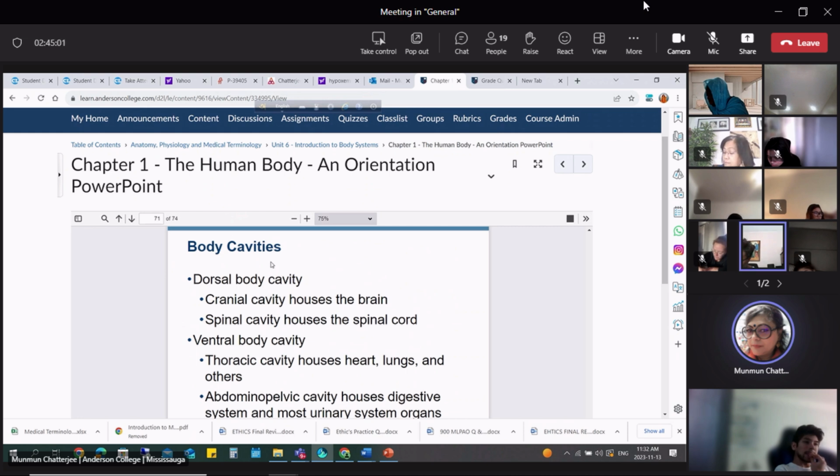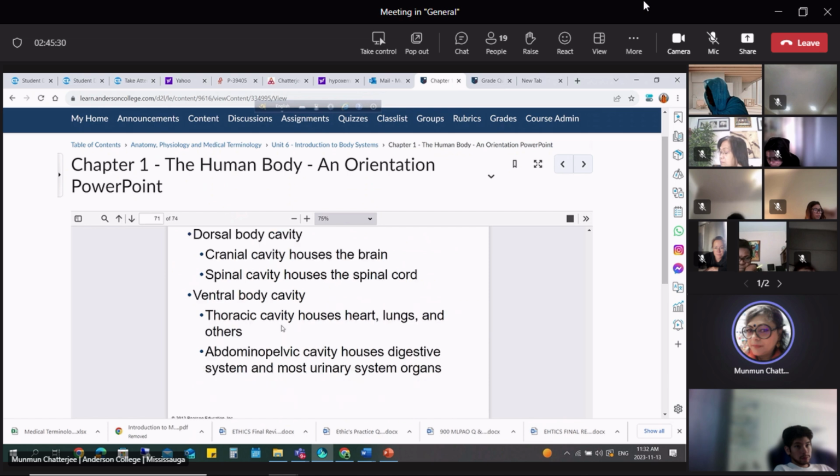Under the dorsal body cavity, we have two: the cranial cavity, which houses the brain at the top, and the spinal cavity, which houses the spinal cord, where we have the CSF, cerebrospinal fluid. So the dorsal cavity only contains two body cavities: the cranial cavity, which houses the brain, and the spinal cavity, which houses the spinal cord. The rest are mainly under the ventral body cavity. Thoracic cavity, the upper one, houses the heart, lungs, and some other structures, some part of the digestive system.